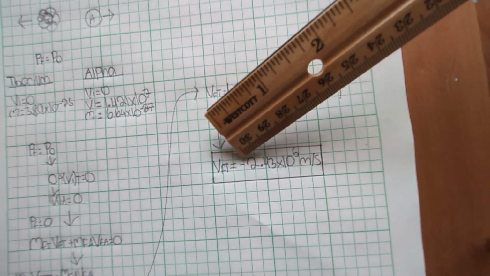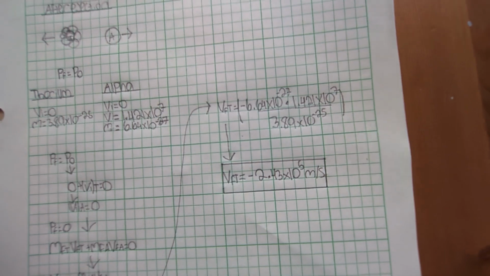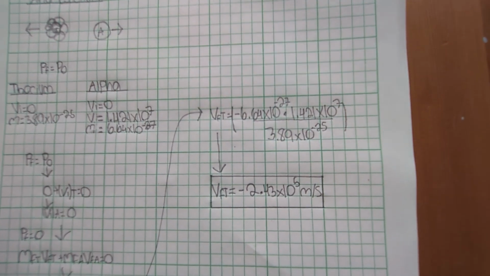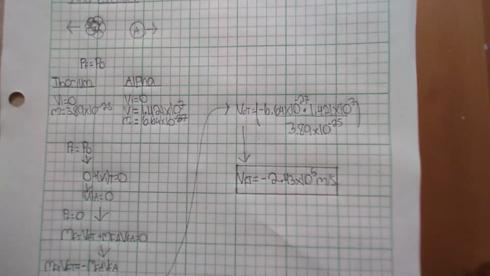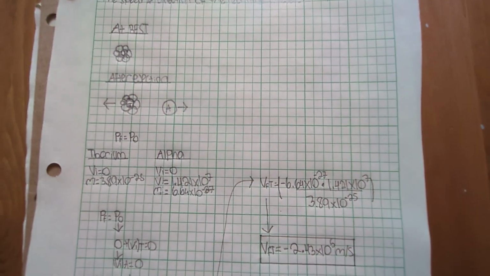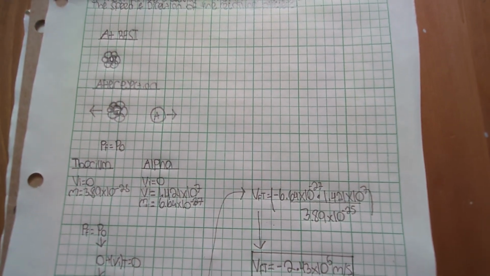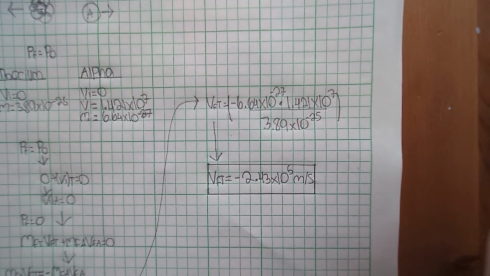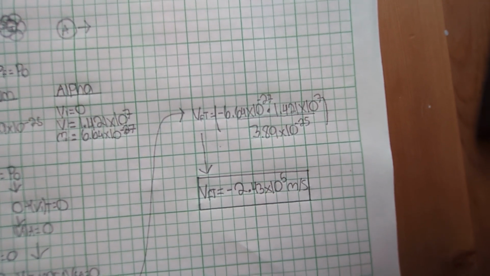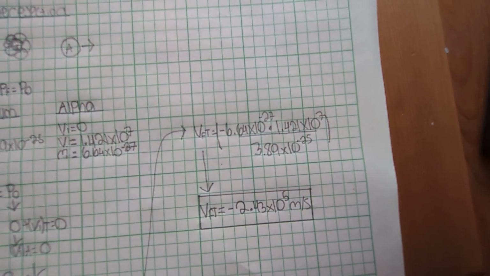And what this negative right here indicates is that it's going to the left, right? Since we're working in one dimension, anything to the left is going to be negative, and anything to the right is going to be positive. So that's how we prove mathematically as well that the thorium is moving to the left.